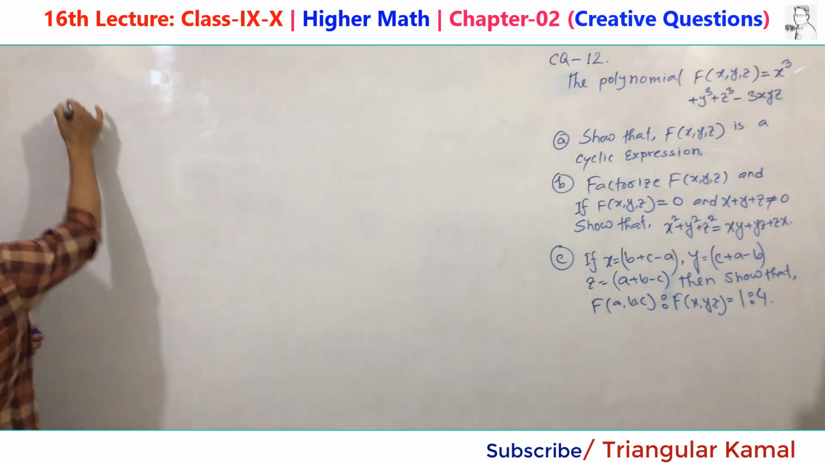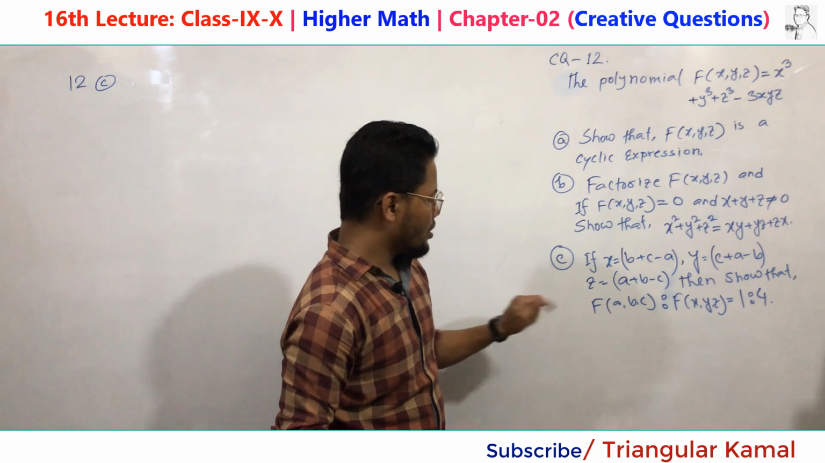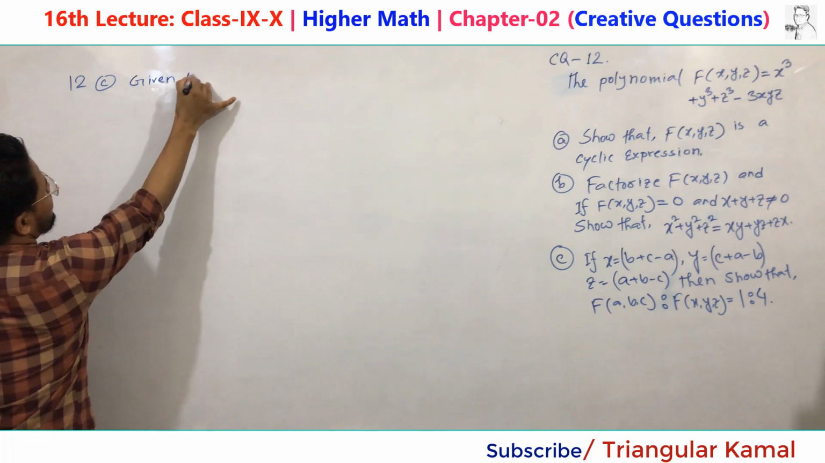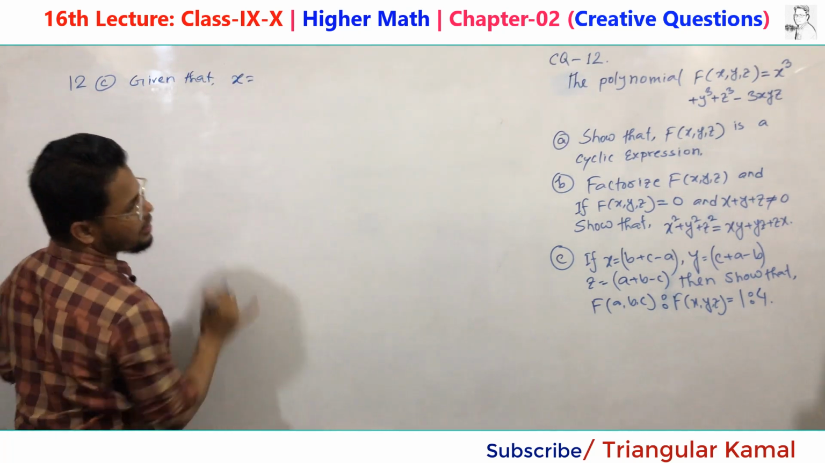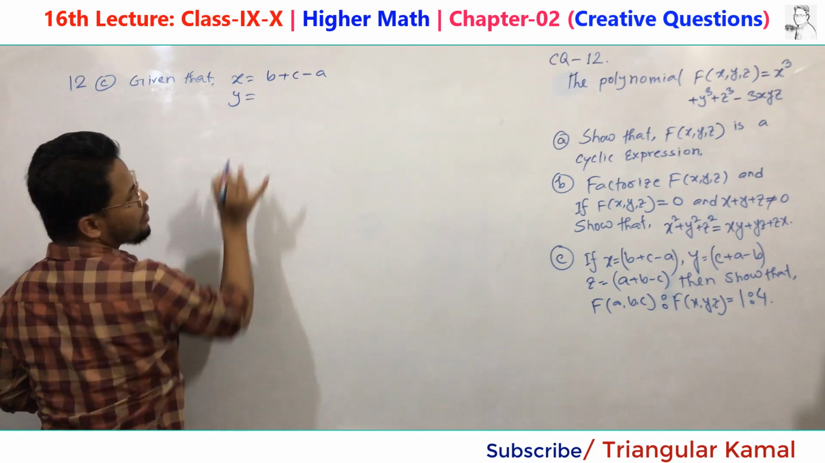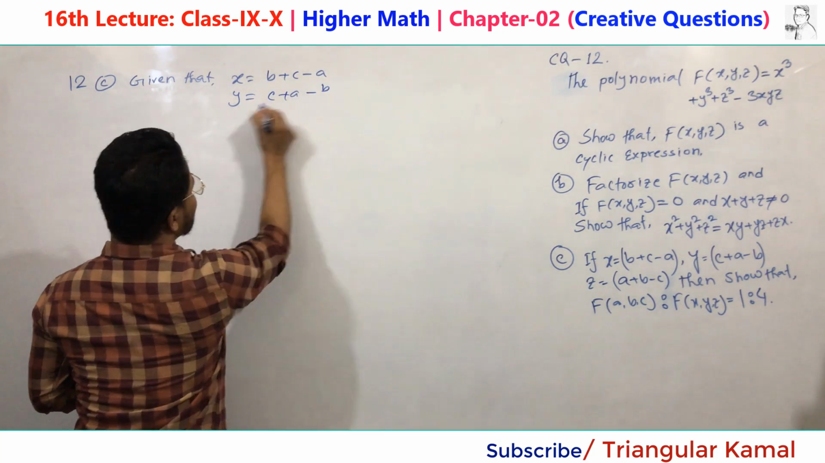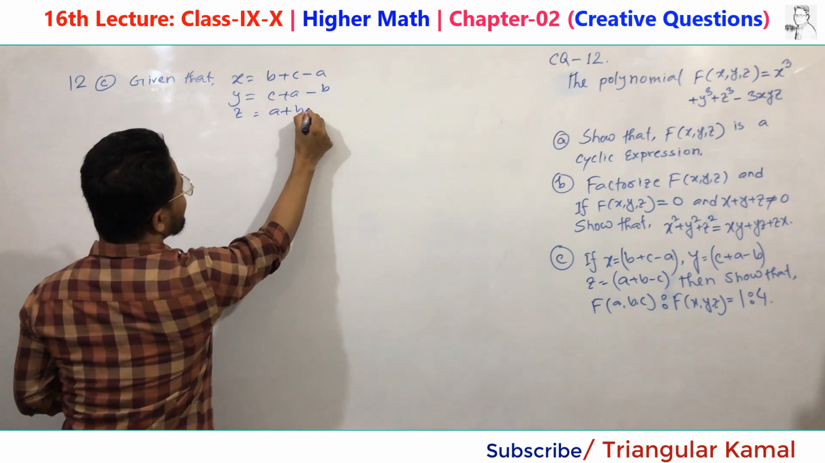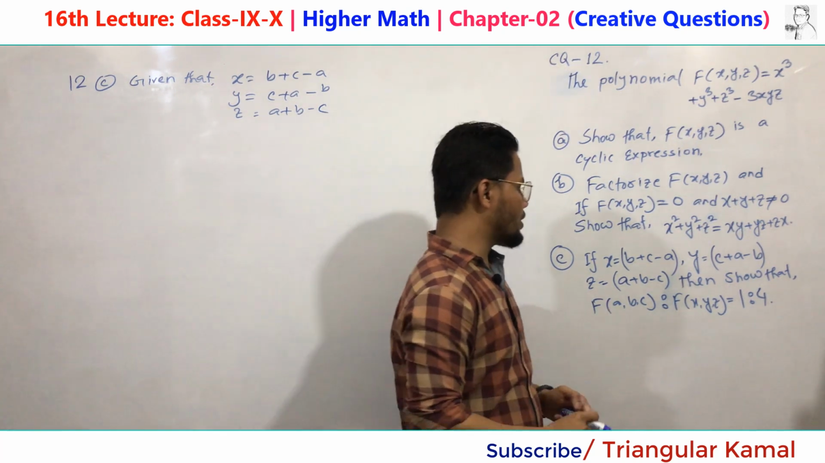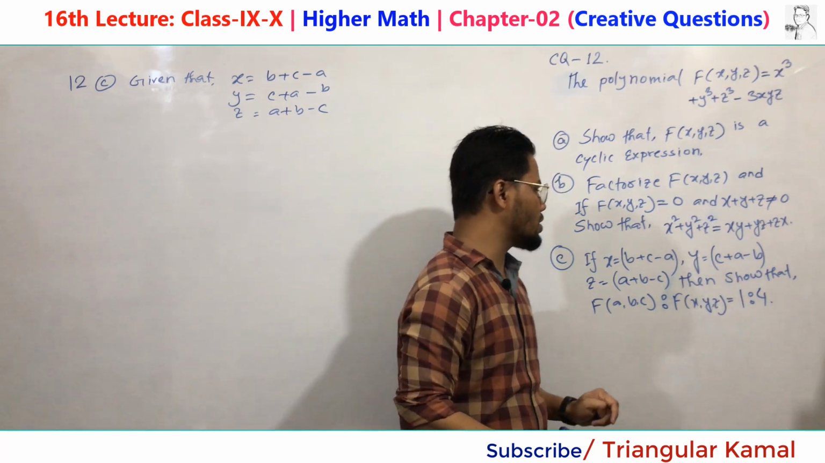Okay, number C, and this is 12C. If x equals y equals z equals, then show that. Okay, first write the given information. Given that x equals b plus c minus a, y equals c plus a minus b, and z equals a plus b minus c. Then show that the ratio of f of abc to f of xyz is 1:4.